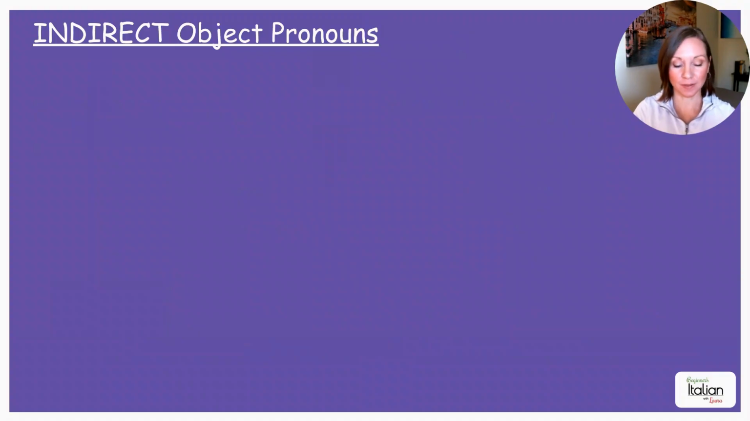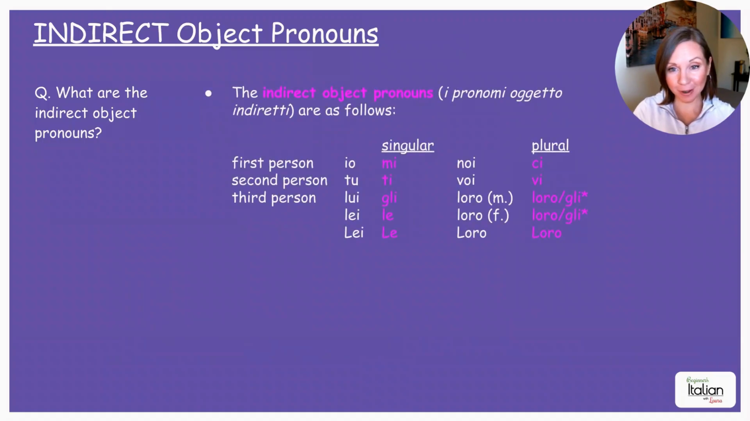Indirect object pronouns. What are the indirect object pronouns? Okay, so the indirect object pronouns, i pronomi oggetto indiretto, are as follows. So we have mi, ti, gli. Okay, so lui gets replaced with gli. Lei is replaced with le. Okay, and Lei are the same here.